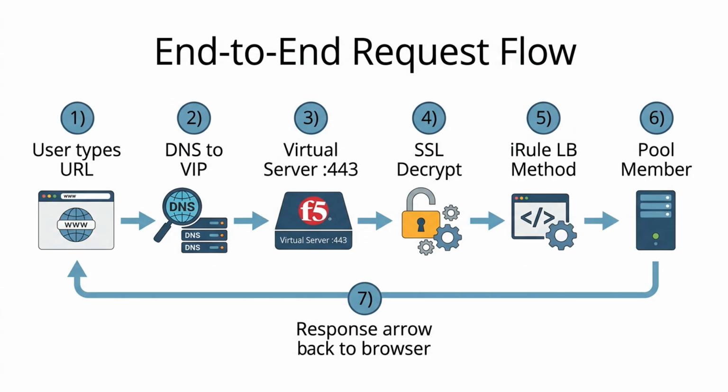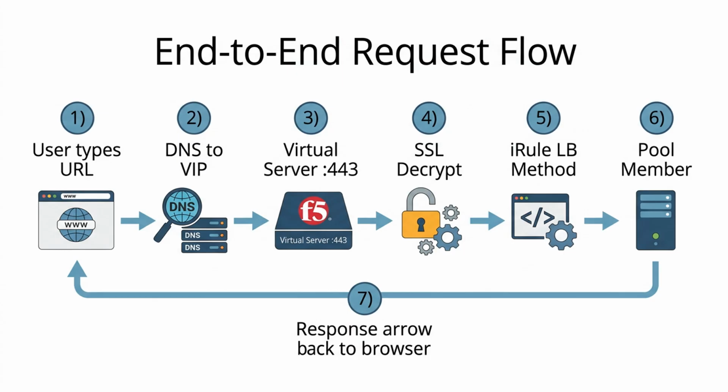Let's put it all together now. Here's the full journey of a single web request. Step 1. User types app.company.com in their browser. Step 2. DNS resolves to the F5 VIP 203.0.113.10. Step 3. Traffic hits the F5 virtual server on port 443.